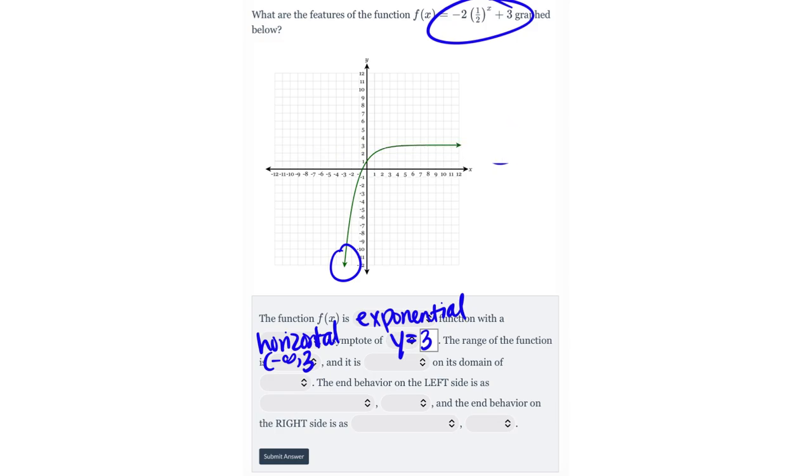And then for the domain, we're looking left to right. So you can see that it keeps getting further to the left and it keeps going further to the right. So its domain is going to be all real numbers. So negative infinity to positive infinity. And if you start on the left and head to the right, this is always getting higher. So it is increasing on its domain.